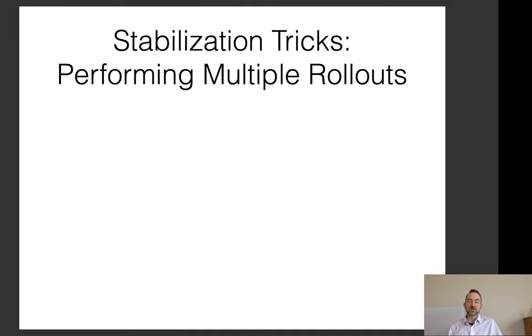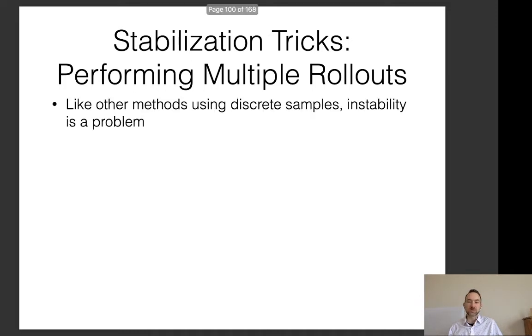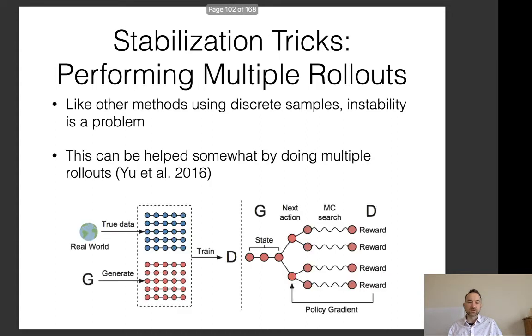There are other stabilization tricks, and these are generally stabilization tricks for reinforcement learning methods as well, like performing multiple rollouts. This is one example of adversarial methods for text, where it calculates up to a particular state, then does a bunch of actions and a continued search before you finally get the reward.